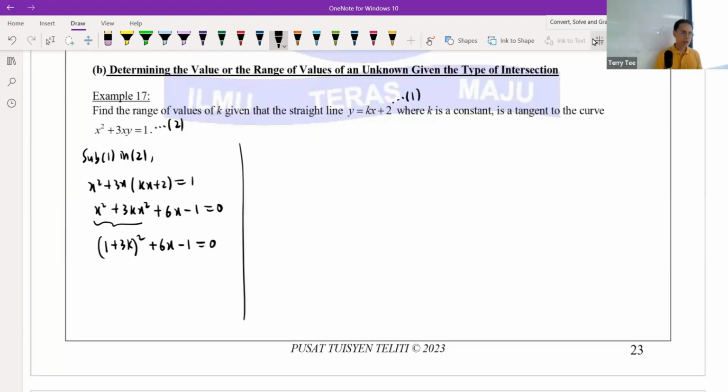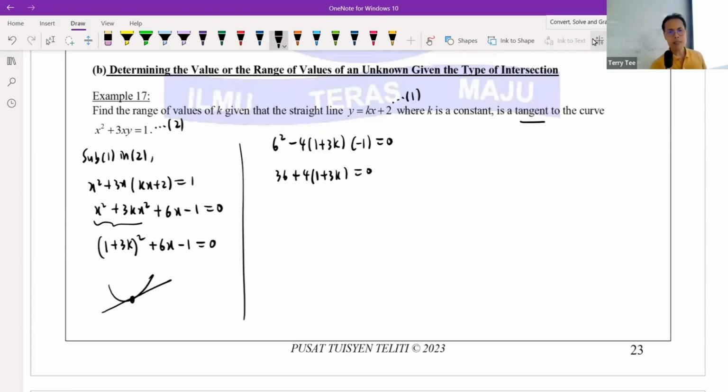Okay, so what we have here is a quadratic equation. If they say the line is a tangent, remember I said just now, when a line is a tangent to the curve, the line touches the curve at one point. So your b squared minus 4ac should be equal to 0. So this is 36. I do a bit slower. Plus 4 times 1 plus 3k equals 0.